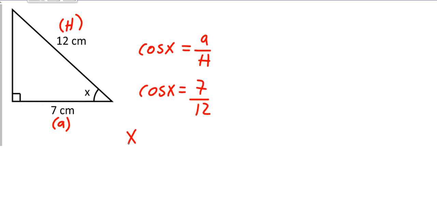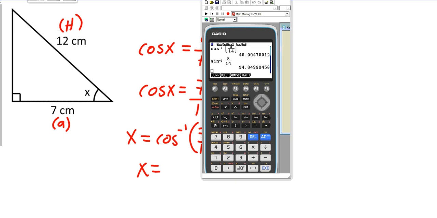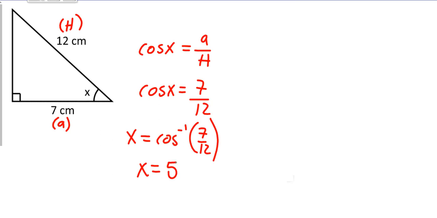We rearrange. Then we go to our calculators and we put it into our calculators. So shift cos, inverse cos of 7 over 12. And we get 54.3 degrees. Right. Hopefully you got that answer.